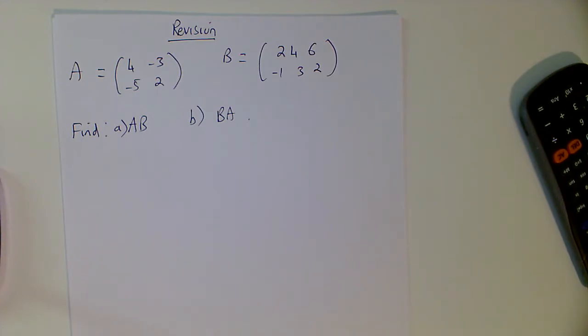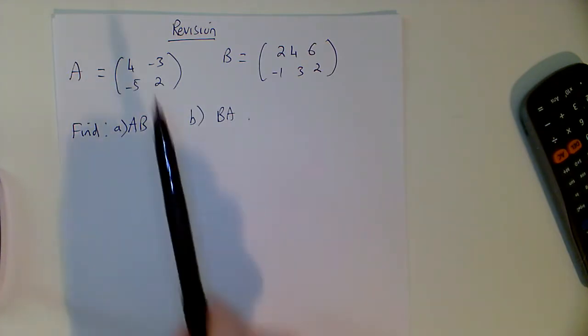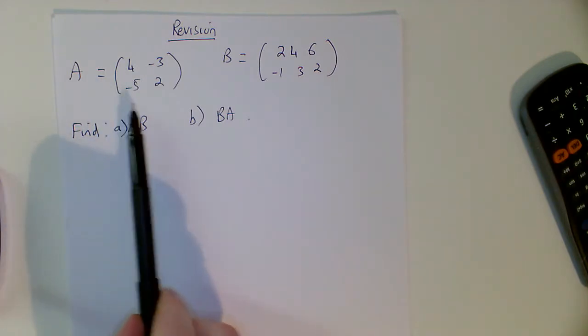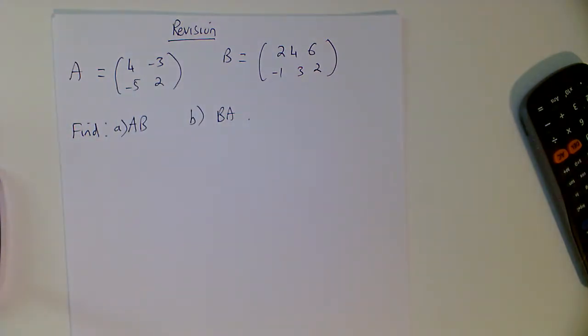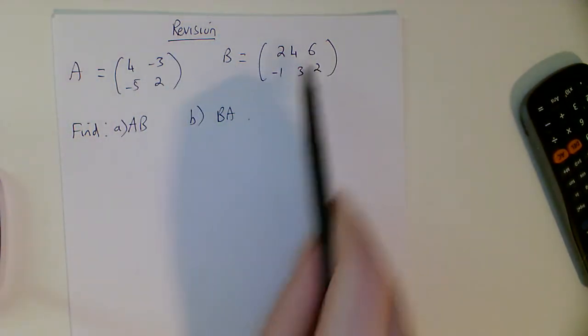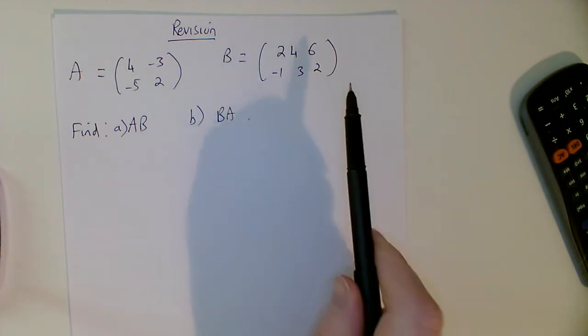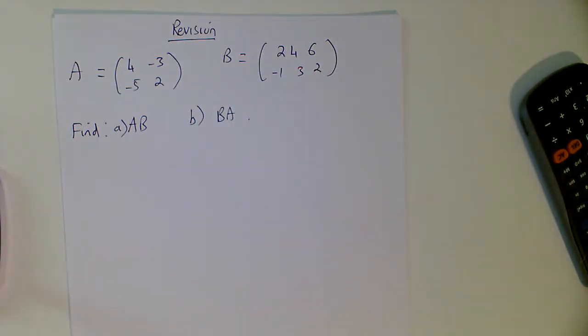Now what I want to do first is give you a little revision question to do. I've got matrix A, which is 4, negative 3, negative 5, 2. And matrix B, which is 2, 4, 6, negative 1, 3, 2. Right, and what I want you to do is find A times B and B times A. So pause the video here and attempt those two questions yourself.